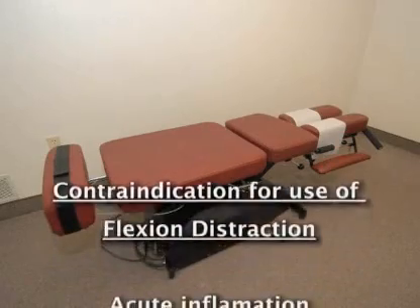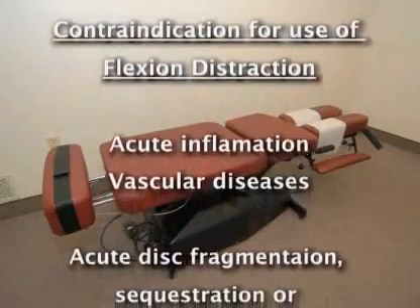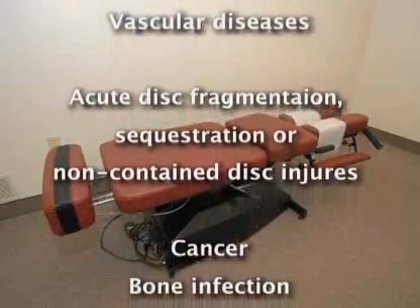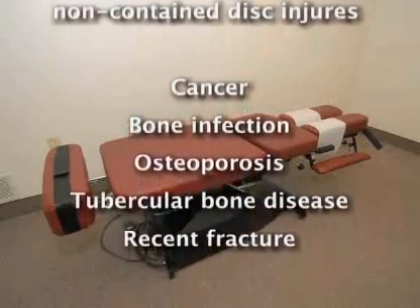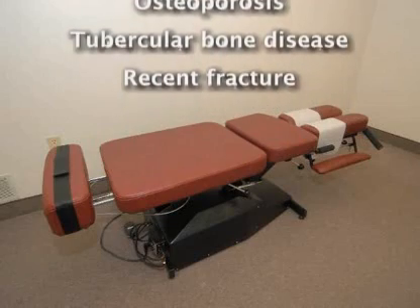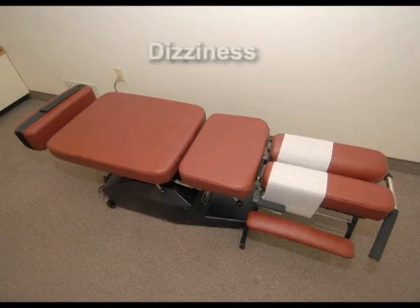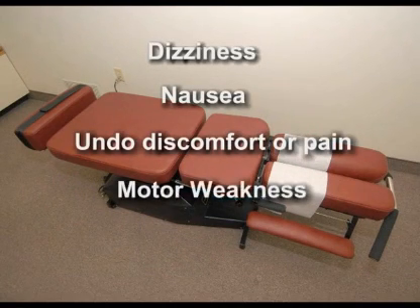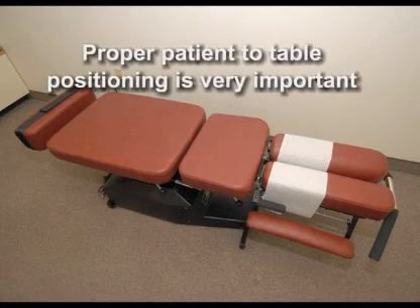Contraindications for the use of flexion distraction are acute inflammation, vascular diseases, acute disc fragmentation, sequestration or non-contained disc injuries as confirmed by CT or MRI, cancer, bone infection, osteoporosis, tubercular bone disease, recent fracture. Flexion distraction should be discontinued if a patient complains of dizziness, nausea, undue discomfort or pain, motor weakness, or increased numbness.